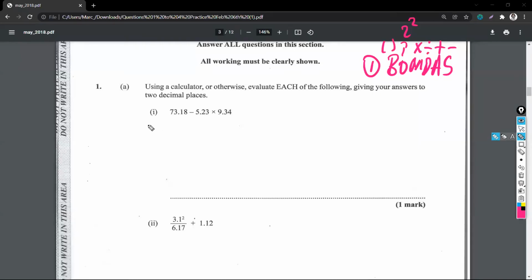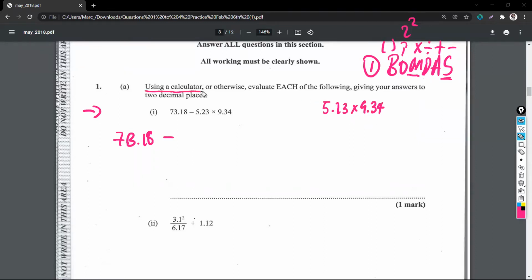Yes, guys. So the first thing we need to do in this question is multiply first, because you cannot subtract before you multiply. Subtraction is really the last thing you should do. So we'll have to multiply, and we're going to end up with 73.18 minus 5.23 times 9.34.